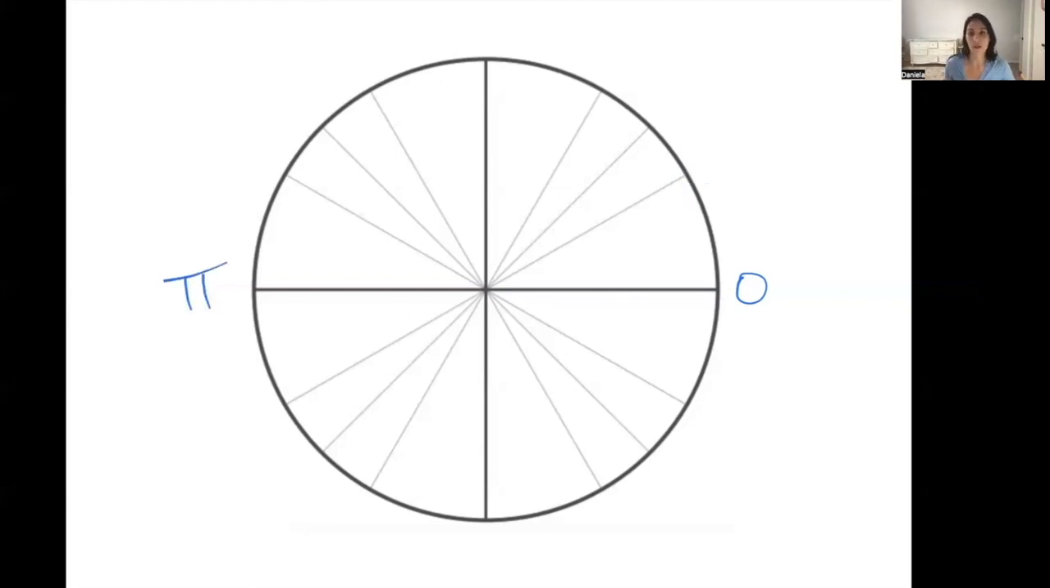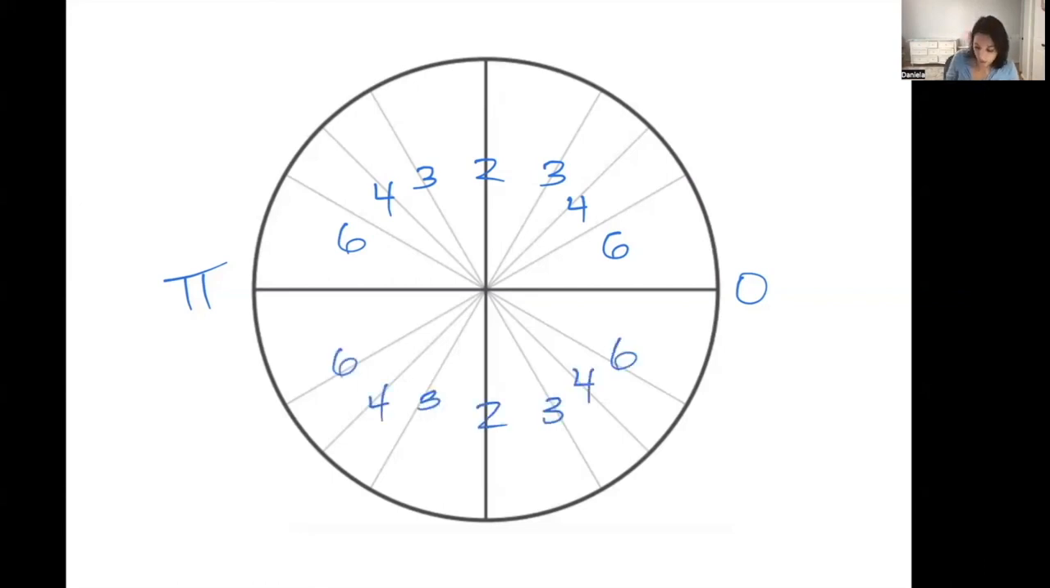And then what I do is, we travel in the counterclockwise direction, filling out the denominators of all of the radian measures. And it has this little 6, 4, 3, 2, 3, 4, 6 type of pattern, right? So I'm going to go around and do 6, 4, 3, 2, 3, 4, 6. And then we start again, 6, 4, 3, 2, 3, 4, 6. And as I said, these are all of the denominators of the radian measures.